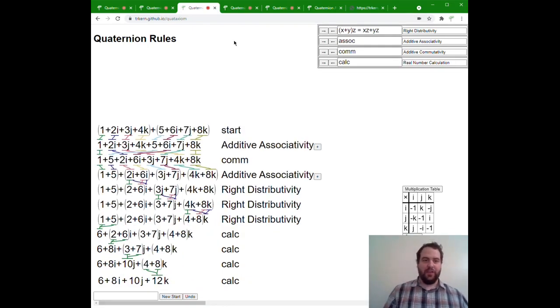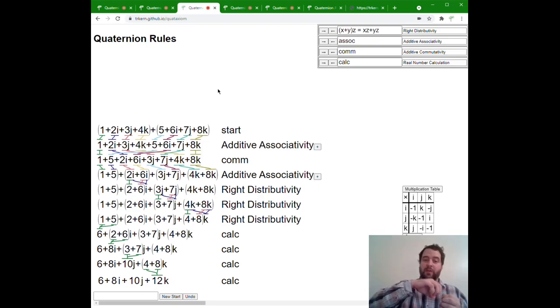So that's a thing that we can do as well. Here I have all of the steps for adding together 1 plus 2i plus 3j plus 4k plus 5 plus 6i plus 7j plus 8k. And the way that we do this is exactly the same way that we did with, right, this is just combining like terms, the way that we combined like terms in our multiplication problem. We use associativity to flatten everything out. We use commutativity to put the like terms that we want next to each other. We use associativity to put the parentheses around those terms.